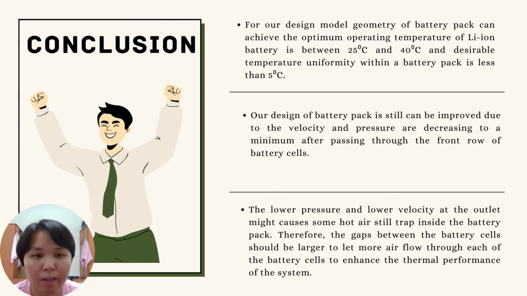Our design of the battery pack can still be improved, because the velocity and pressure decrease to a minimum after passing through the front row of battery cells. This result shows that the lower pressure and lower velocity at the outlet might cause some hot air to still be trapped inside the battery pack. Therefore, the gap between the battery cells can be larger to let more air flow to each of the battery cells to enhance the thermal performance of the system.